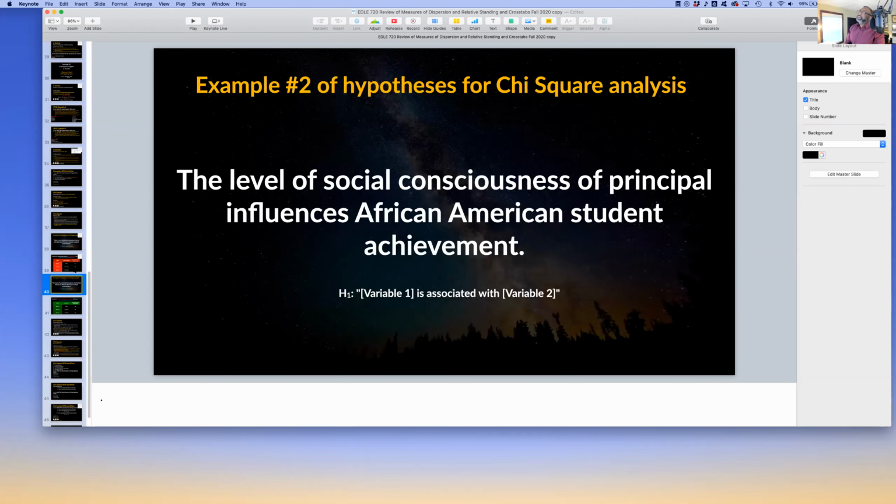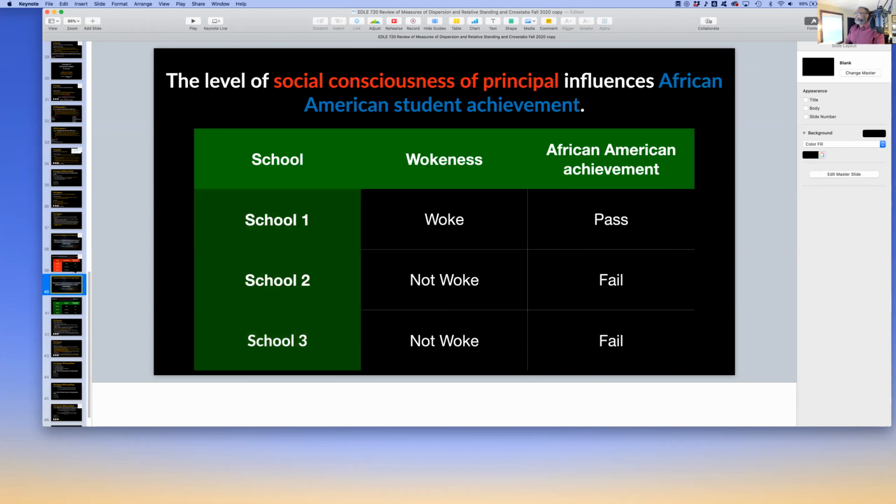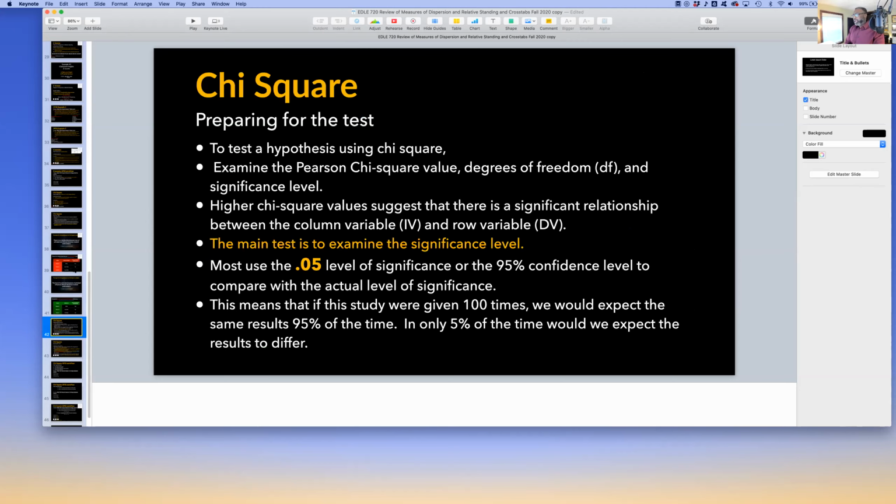The level of social consciousness influences African-American achievement. All right, so your unit of analysis are the schools. And so you categorize consciousness as being woke or not woke, or an African-American achievement, again, is pass or fail. So those are some really basic examples of two categorical variables and wondering if there's a relationship between the two. We'll go into much more detail on this next week.